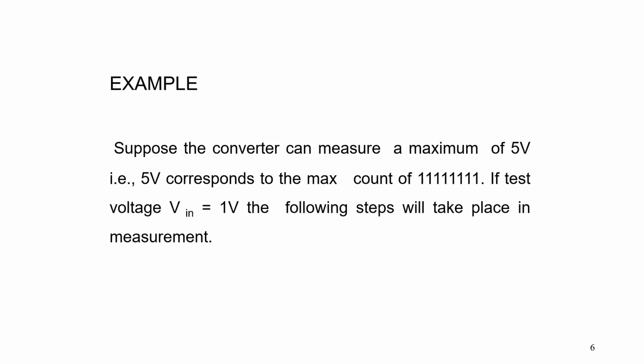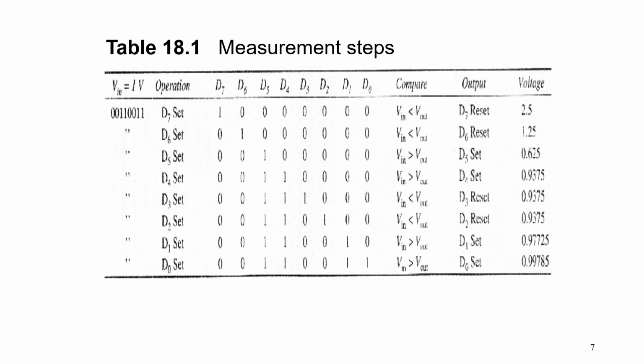Supposing the converter can measure a maximum of 5 volts, that is, 5 volts corresponds to the maximum count of all ones, 8 ones. If test voltage Vin is 1 volt, the following steps will take place in measurement. So first, Vin is 1 volt, D7 is set, so 1 followed by 7 zeros. Compare: Vin is less than Vout, D7 is reset, the output voltage is 2.5.